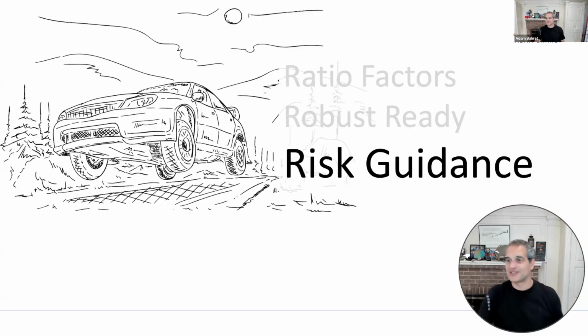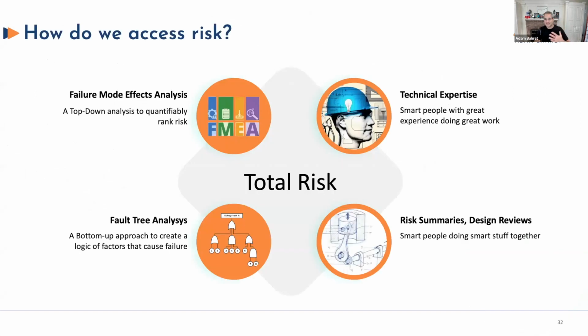Okay, the third part of the R3 blueprint is risk guidance. So risk guidance is now as you are advancing the design, you've done the initial robust ready, and you're looking to continue to see where you need to put your engineering resource to improve the reliability. You've started to measure it at this point. How do you best direct your resources? And you do it through risk.